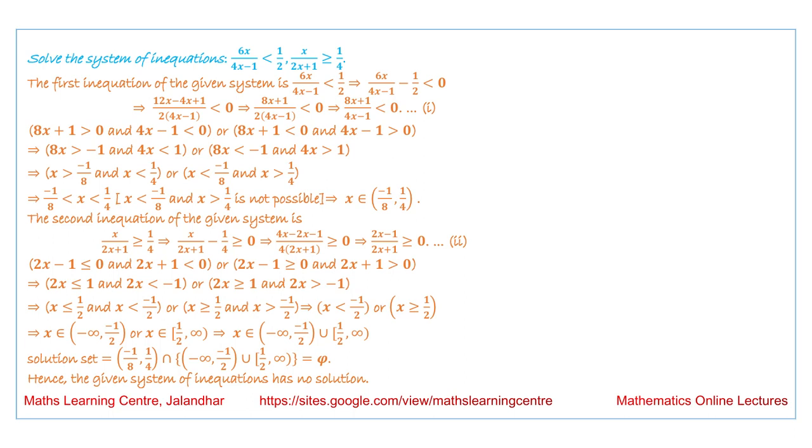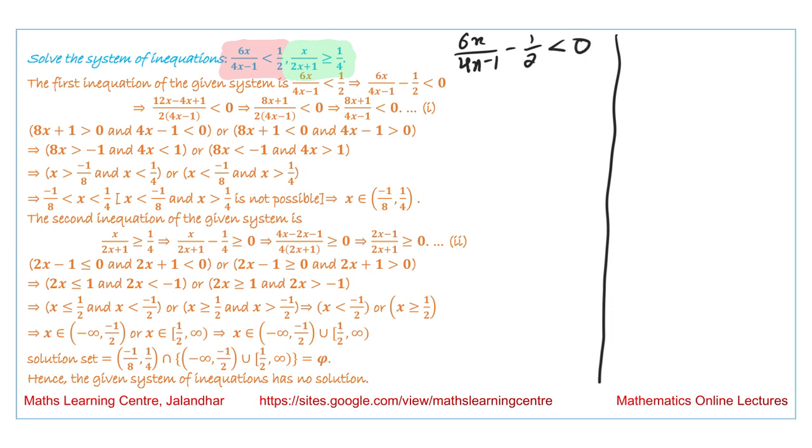Next we have this system given. So there are two inequations over here. The first inequation we have is 6x over 4 minus 1 is less than 1 by 2, and the second inequation we have is x over 2 plus 1 is greater than equal to 1 by 4. So we start solving both these inequations. For the first case, we are saying 6x by 4x minus 1 minus 1 by 2 is less than 0, and second we have x over 2x plus 1 minus 1 by 4 is greater than equal to 0.